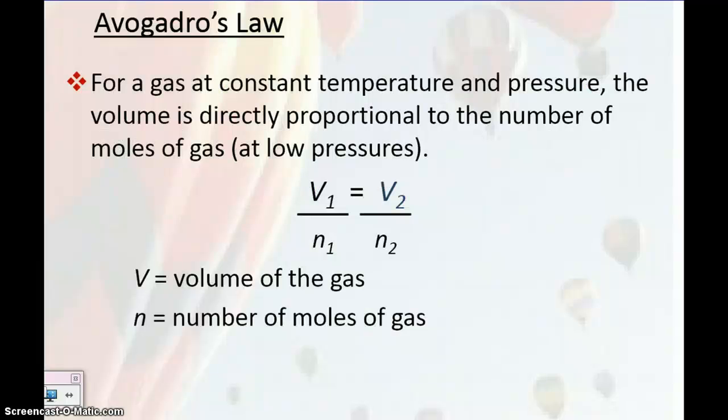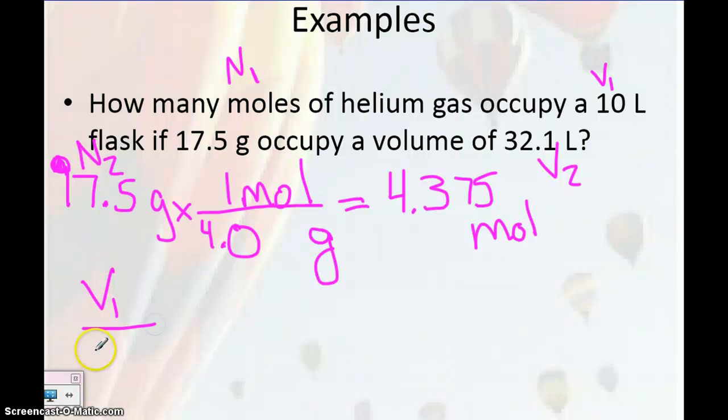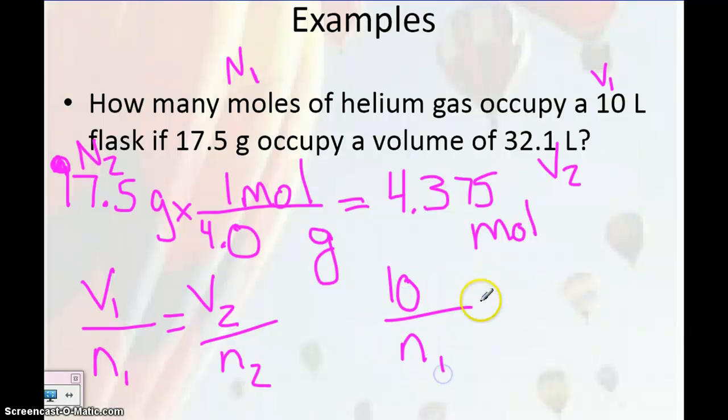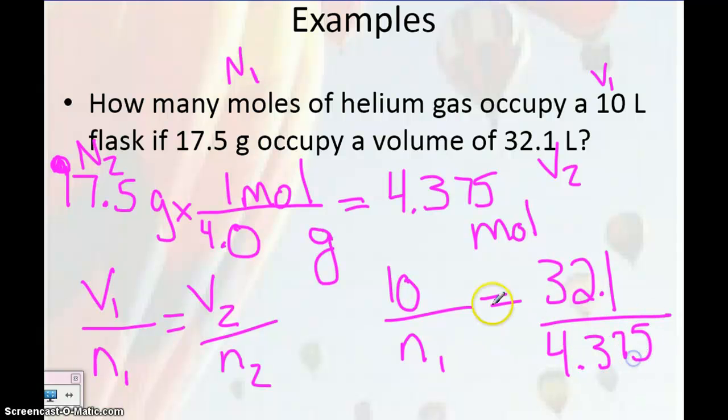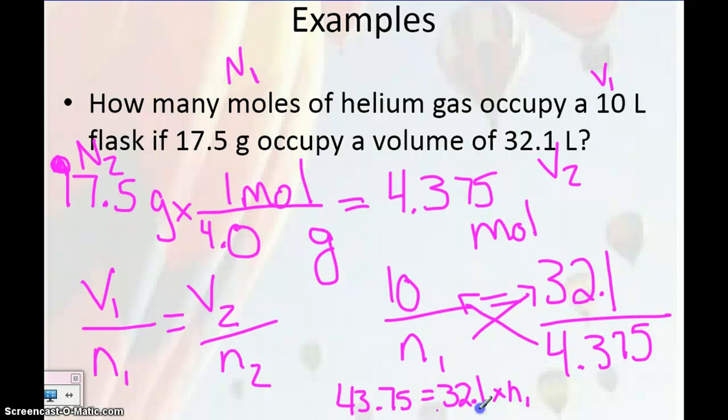Okay, now we just set up our equation. Okay, so there's our equation, V1 over N1. All right, now we just plug in. So we got 10 over the unknown, the N1, is equal to V2, which is 32.1, divided by N2, which is 4.375. Okay, I'm going to cross multiply these two up. So I get 43.75 is equal to 32.1 times N1.